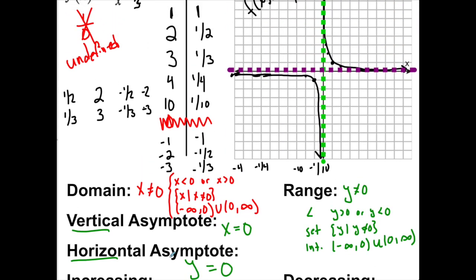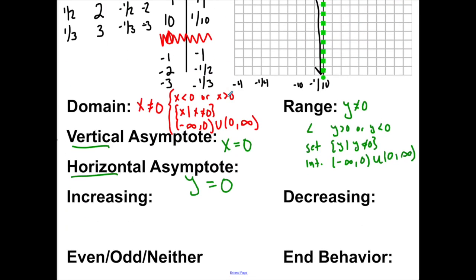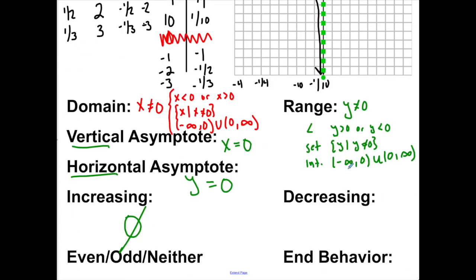Where is it increasing? As I go from left to right, where are the values going up? And the answer is nowhere. Why? So think about it. As I go from left to right, they're going down, down, down, right? They're starting close to 0, but they're getting more and more negative. So they're decreasing. Then after 0, I'm still decreasing. So it's decreasing everywhere. It's decreasing from negative infinity to 0, it is going down, and then from 0 to infinity.